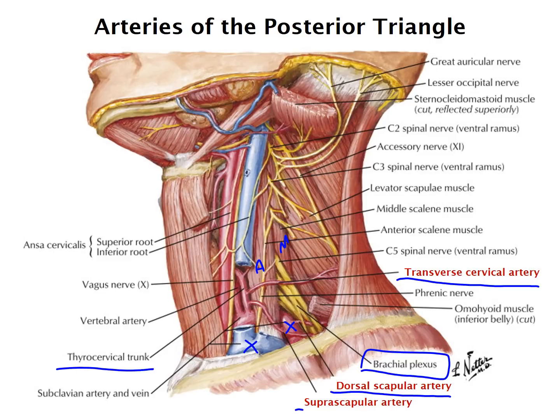The suprascapular artery is also arising from the thyrocervical trunk. This artery heads to the shoulder. It courses over top of the superior transverse scapular ligament to supply both the supraspinatus and infraspinatus muscles.